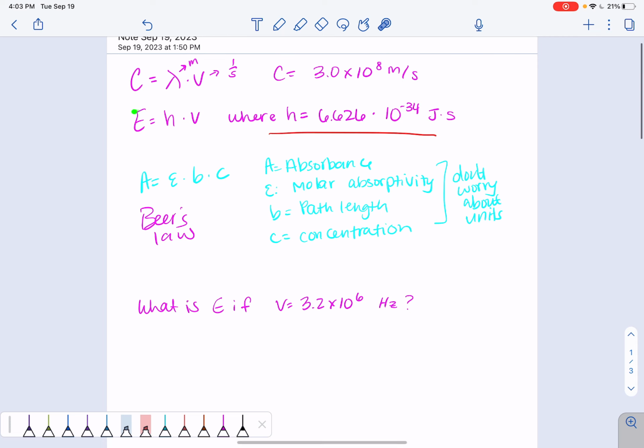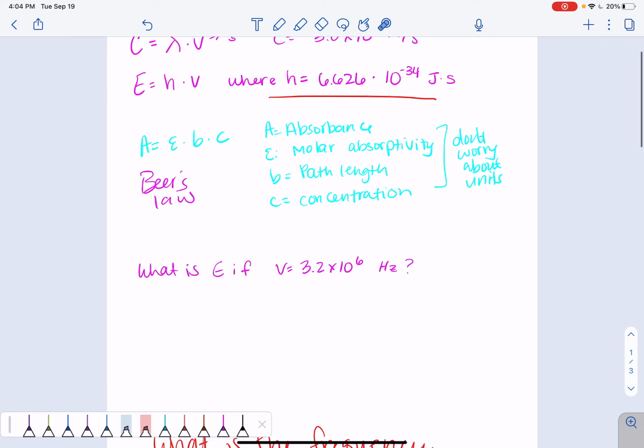We also learned the Planck's constant equation right here, where energy is equal to Planck's constant times frequency. Now, you do not need to memorize Planck's constant. That is going to be given to you. But it's 6.626 times 10 to the negative 34 joules per second. So joules is the unit for energy. So anytime you write energy, you're going to be writing it in joules.